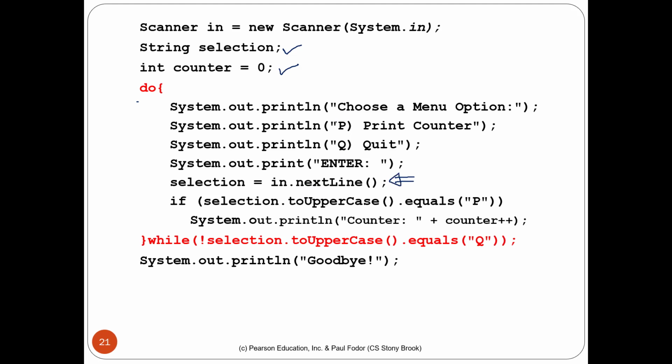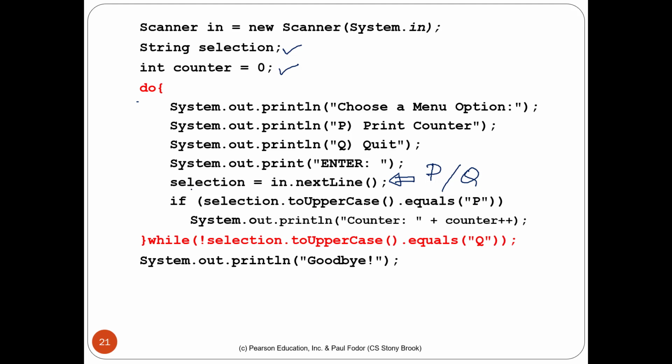So what are the possible inputs? P or a Q. So what are you saying? You are saying, choose a menu option. Options are P or Q. If you say P, then it will print the counter, whatever value the counter has. And if you say Q, then it will take you out of the loop. Q means quit. You don't want to run this loop anymore. So these are two options. P means it will print the counter. That will give you the idea of how many times you have been inside the loop. And if you say Q, then it will take you out.